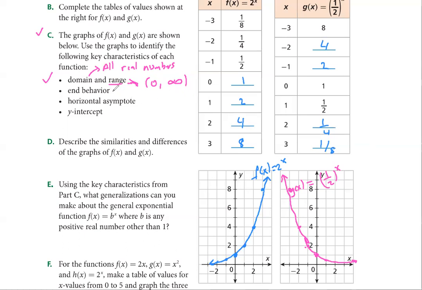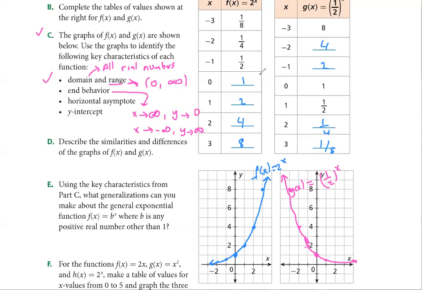So let me do this right here. The end behavior of this g of x function is, as x approaches positive infinity, the y value is getting closer to 0. So that is your end behavior. And if x is approaching negative infinity, the y values, if you go from right to left, are getting bigger and bigger all the way to positive infinity. So that's going to be your end behavior.